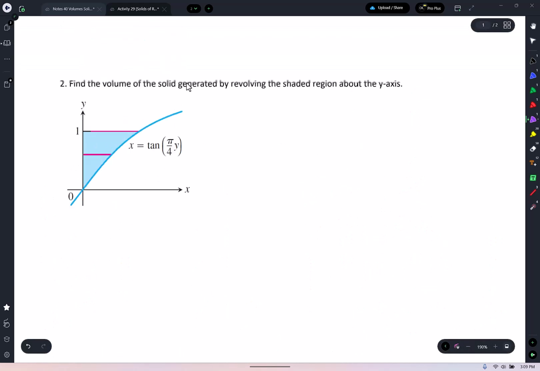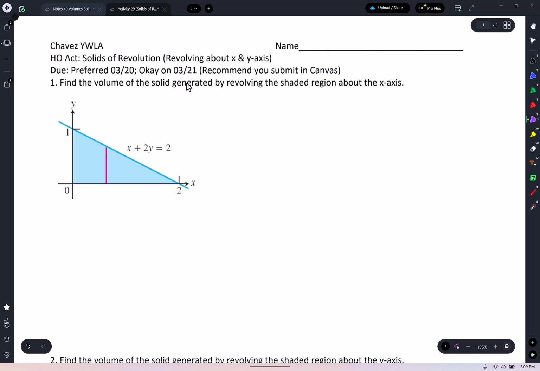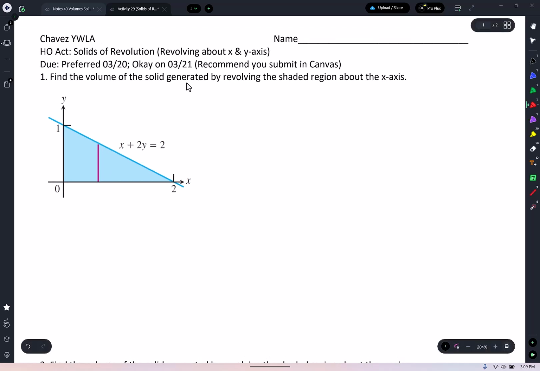Do you guys want me to do one more? You guys want me to do number 1 as a visual? All right. So we'll just do this one together. You have a visual, guys. It always helps to do a visual. Find the volume of the solid generated by revolving the shaded region about the x-axis. So here it goes. I'm spinning that.